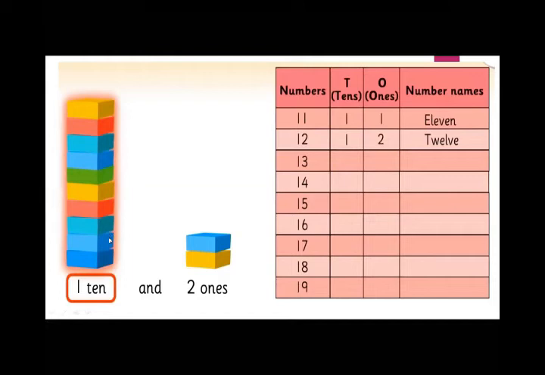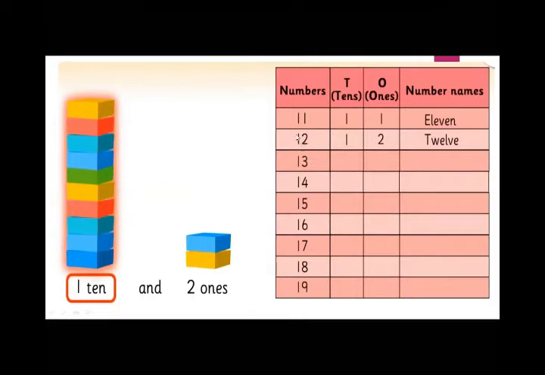Now let's see the other number. How many tens are here? As you can see, there is one stick of ten, so it is 1 ten. And how many blocks? 2 blocks. So it is 2 ones, or 2 units. So 1 ten and 2 ones make the number 12.